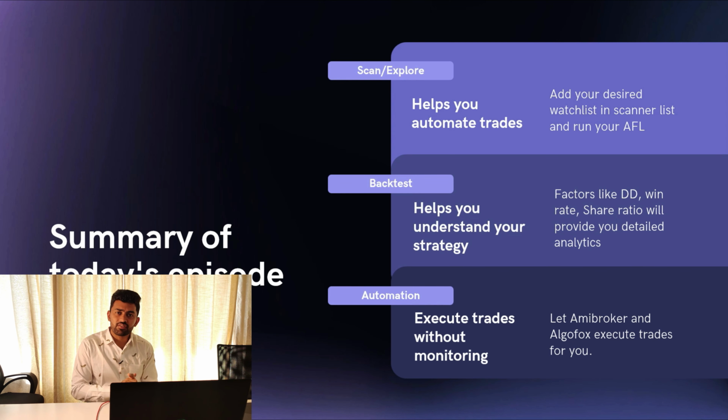So summarizing whatever we have seen today, we have seen how to scan or explore a strategy and how to automate using that. We have also backtested a strategy and seen how factors like drawdown, Sharpe ratio and other ratios can help you make money in the market by improvising your strategy. And of course, for automation, you can always check out our automation video to understand how exactly these AFLs can be used for automation.